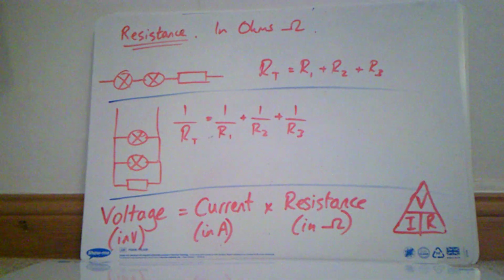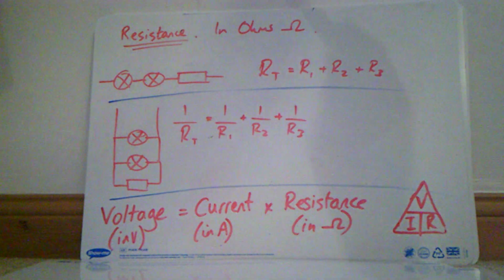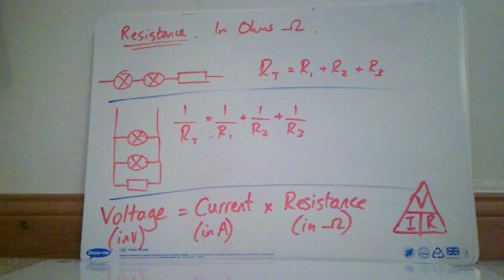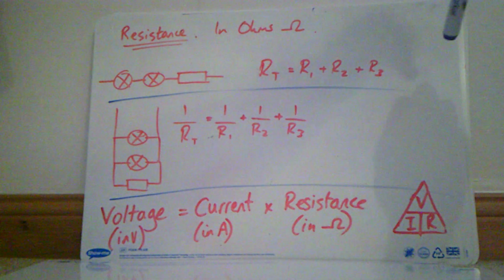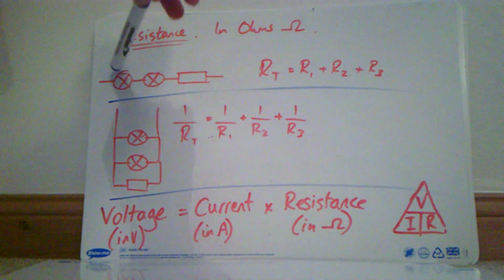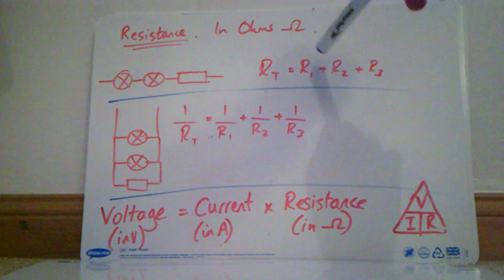Resistance as a quantity is measured in ohms. If you've got a component, if you're designing a circuit, then you do need to know what the total resistance is. So if you're an electrician, you'll do this sort of calculation all the time. If components are in series, it's dead easy. The total resistance is the resistance of that plus the resistance of that plus the resistance of that.